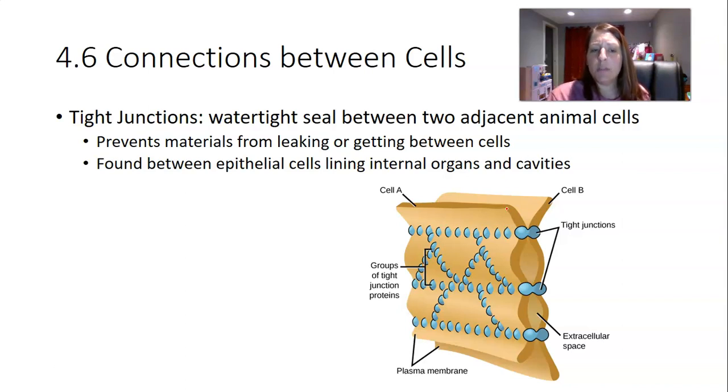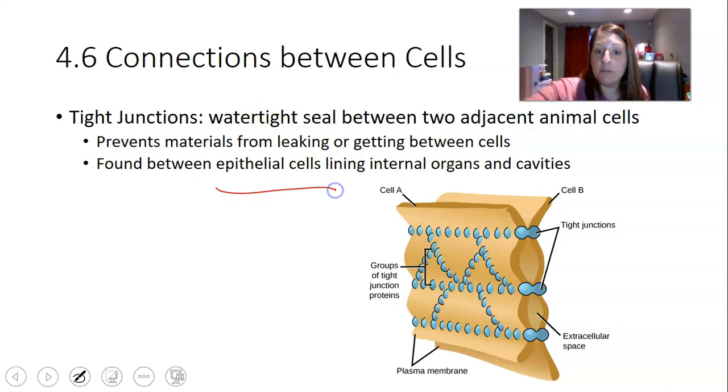These tight junctions are kind of like the two cells' membranes have been sewn together, and there's really not a lot of space between those cells, so that nothing can pass through. It prevents leaking or anything really from getting in between those cells. We find this when we're looking at epithelial barriers and linings of internal organs and cavities. We don't want fluid leaking into or out of those types of structures.